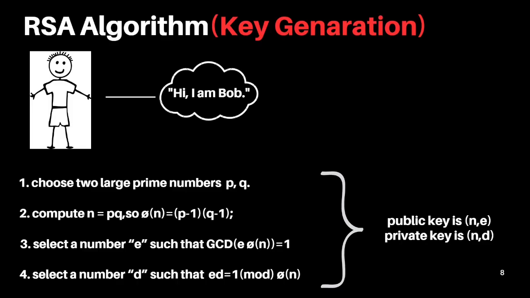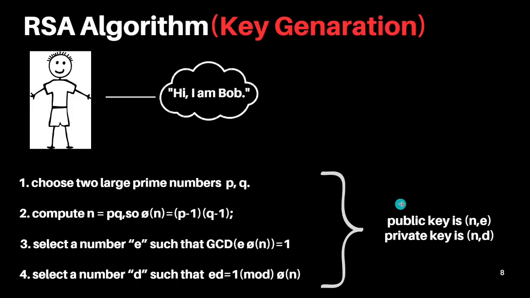So in the fourth step, after computing e, we will be generating another number called d, which should satisfy the condition ed = 1 mod phi of n. That fourth step basically means we should find a d such that ed, when divided by phi of n, leaves a remainder of 1. So that's it. It's simple.